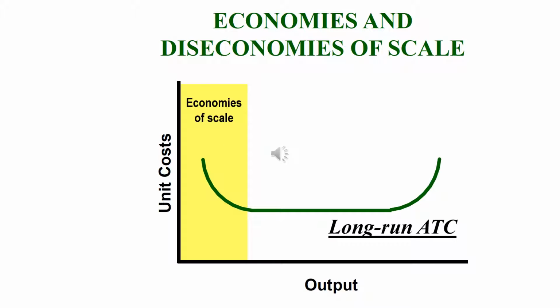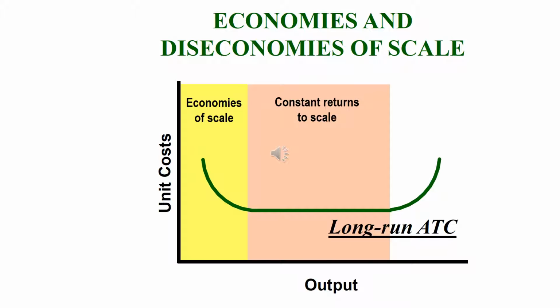So here's the first range on our long run average total cost curve, the economies of scale. As our output increases, our per unit cost begins to fall. We're getting bigger and we're getting cheaper per unit outcomes.